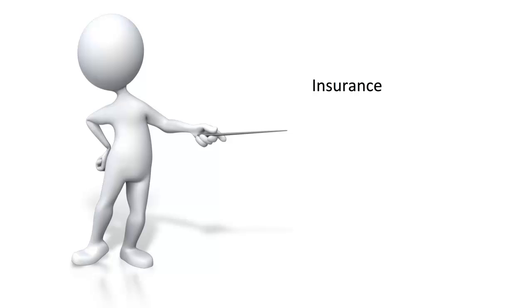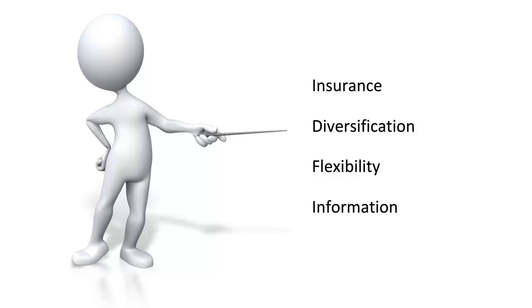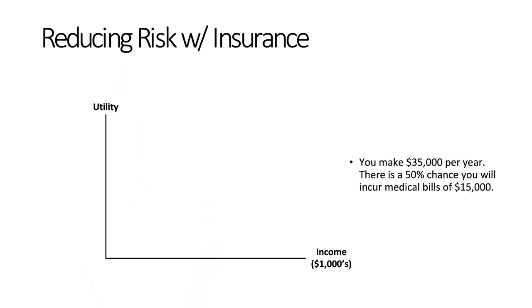People and organizations have several options for reducing risk and the uncertainty that gives rise to it. We will consider 4 methods: insurance, diversification, flexibility, and information. Let us look at reducing risk through insurance. We begin by considering what a forced gamble or risk might look like.